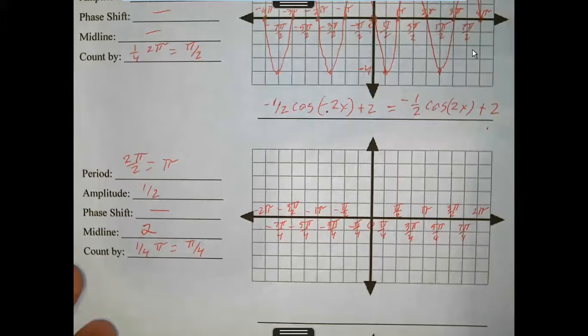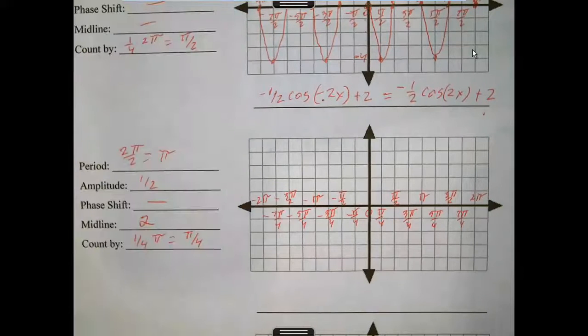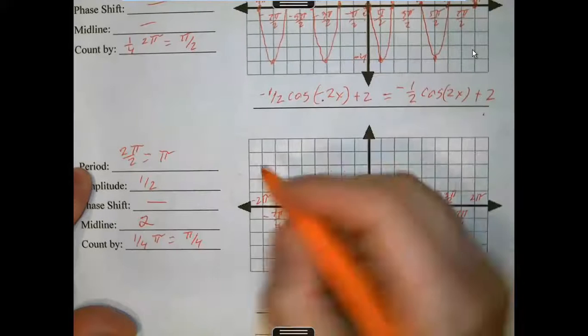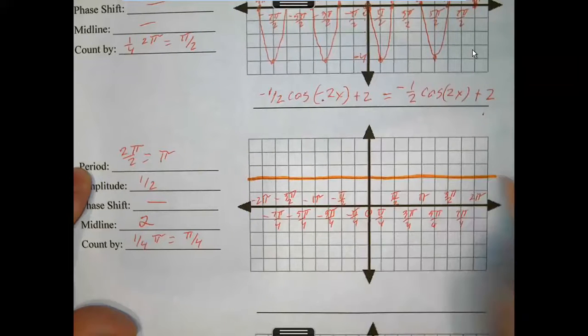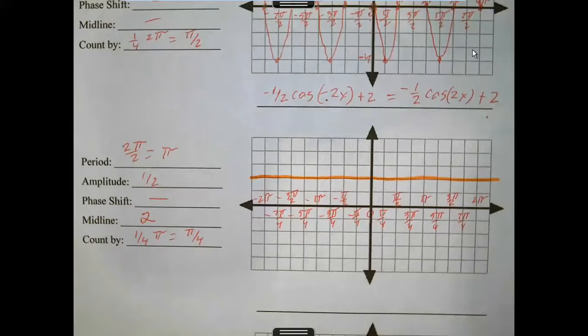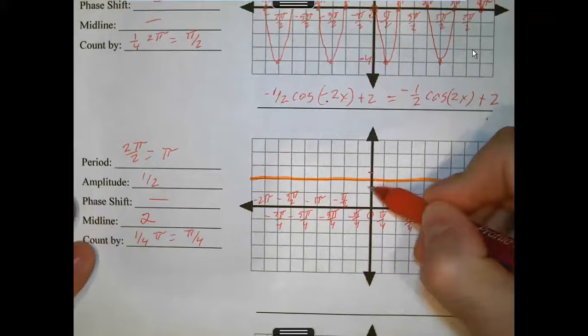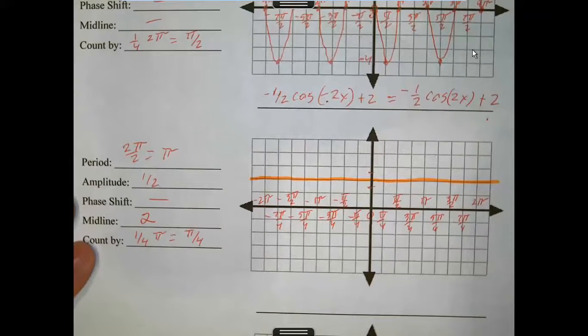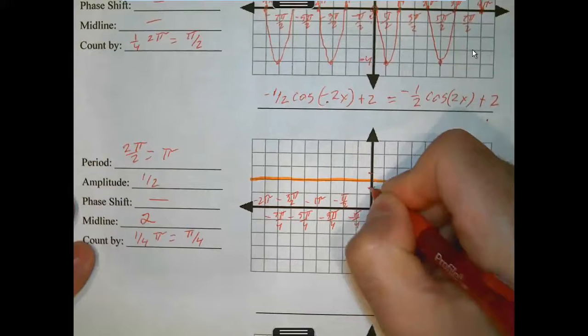So now I have to do my midline shift. My midline shift is 2. So therefore, I'm going to go up 2. So 1, 2. I'm going to use a highlighter to mark my midline shift. There's my midline shift. Okay, so I went up 2. Now, from there, my amplitude is 1/2. From my midline, I go up 1/2 and I go down 1/2. So this will be 2.5, and this is going to be 1.5. So that's my midline shift.